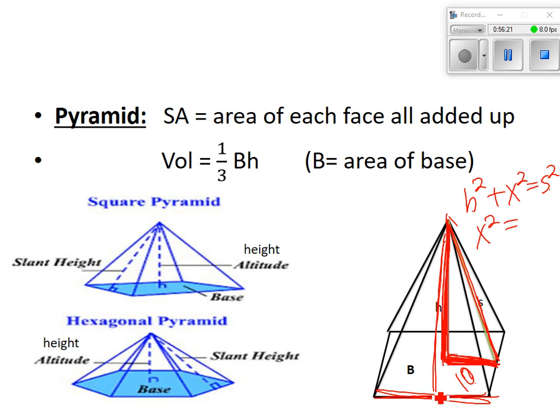But not all of them. If it's a square pyramid, all of them are going to be the same. Or if it's something like this one down here, anybody know what this is called? A hexagonal pyramid. How come it's called a hexagonal pyramid? The base is a hexagon. Guess what's true about all the slant heights there? They're equal. They're all the same, if this hexagon is regular, an equilateral hexagon.